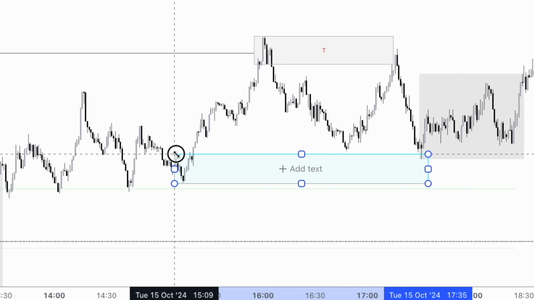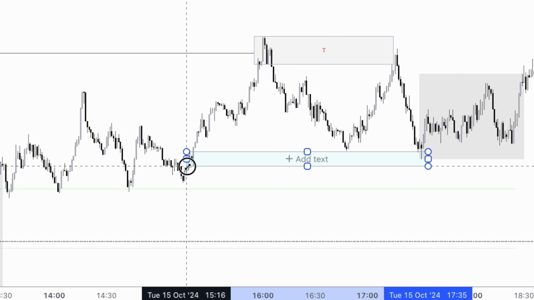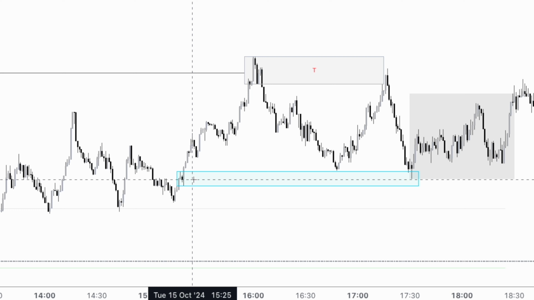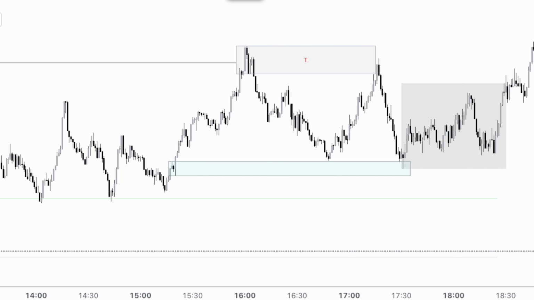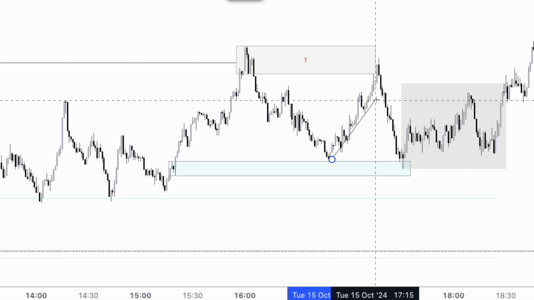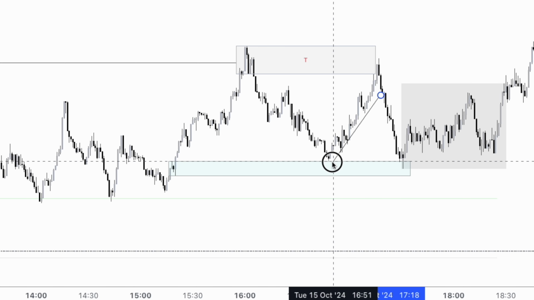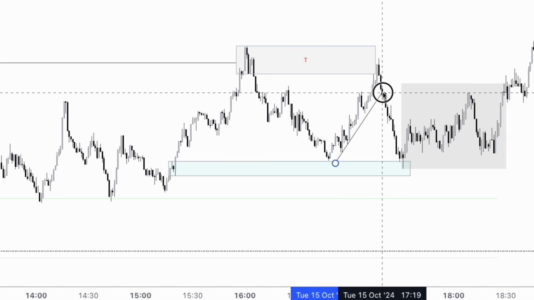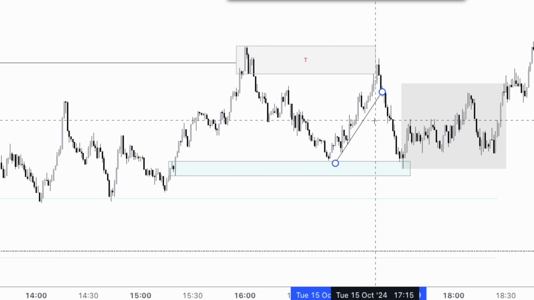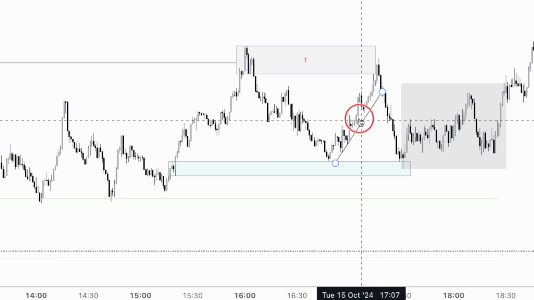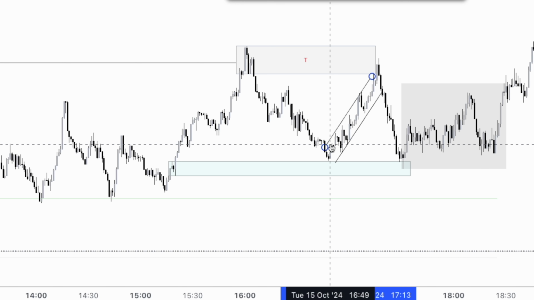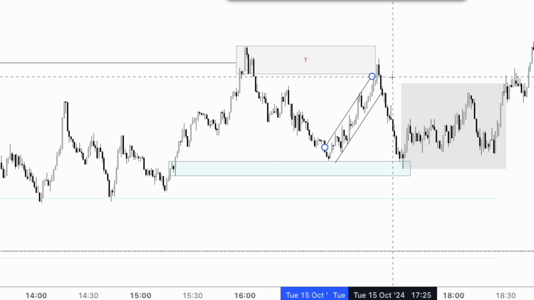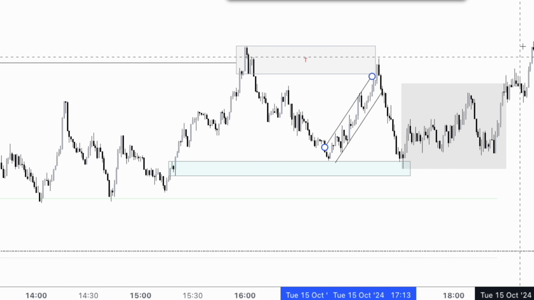I refined this POI to this. My entry was right at this POI. So what you can see on 1-minute time frame, the accumulation phase. See, the price is fractal on every time frame. It is the same thing over and over again: accumulation, manipulation, and then distribution.